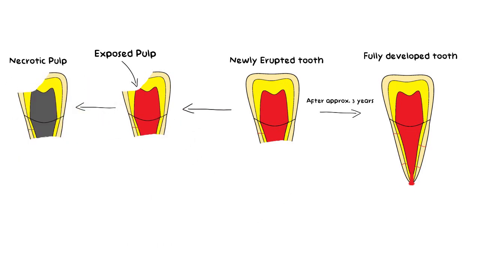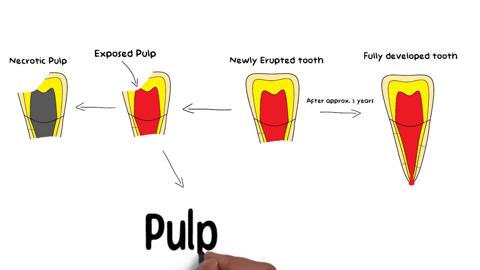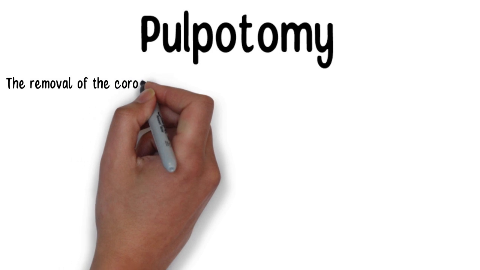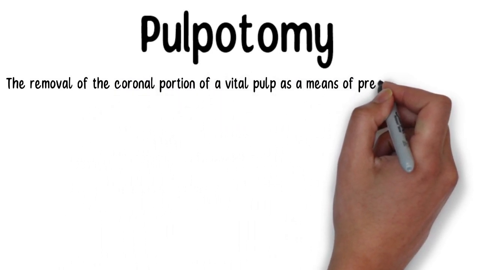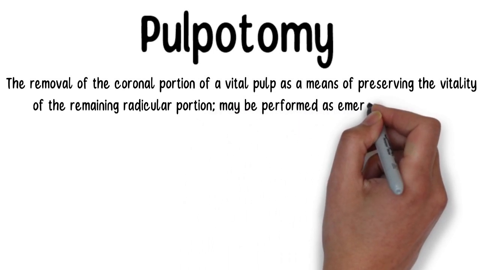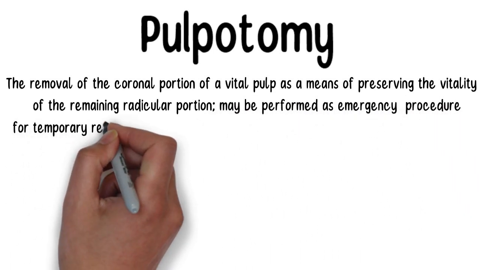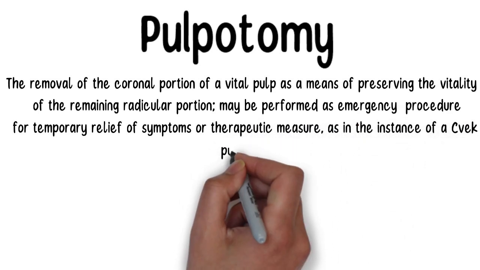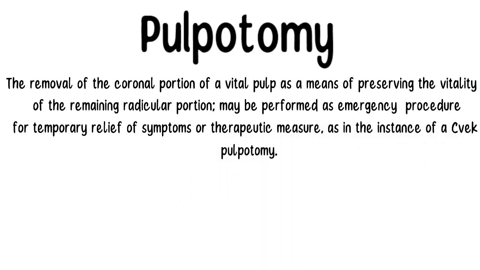Pulpotomy is a procedure that can save this tooth from going into a necrotic phase. Pulpotomy, also known as pulp amputation, in the 10th edition of Glossary of Endodontics is defined as the removal of the coronal portion of a vital pulp as a means of preserving the vitality of the remaining radicular portion. It may be performed as an emergency procedure for temporary relief of symptoms or as a therapeutic measure, as in the case of a Cvek's pulpotomy. More on Cvek's pulpotomy later in this video.